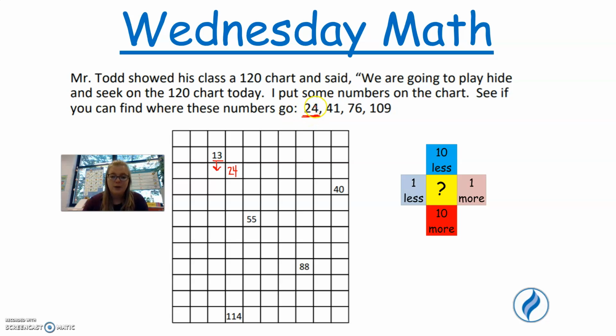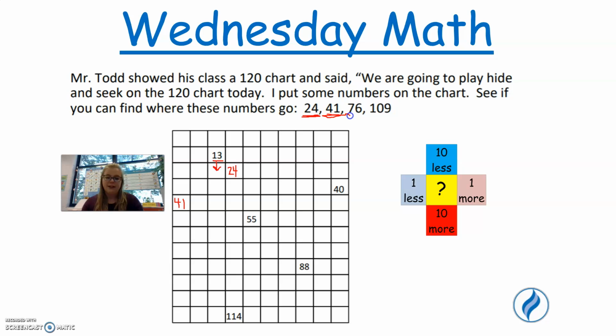Alright, let's do another one. So for 41, well, look what I see right here. 40. And what comes after 40? 41, so 41 must go right here. Okay, so I know 1 more than 40 is 41, so that's how I found that one.